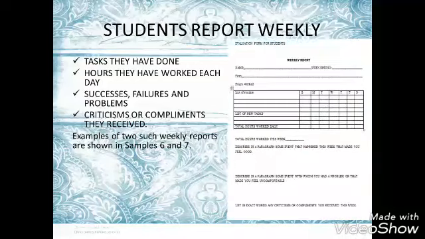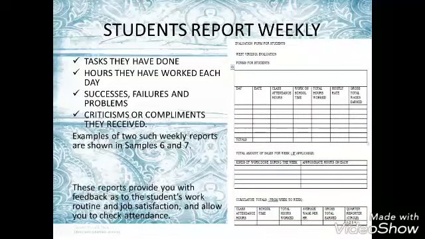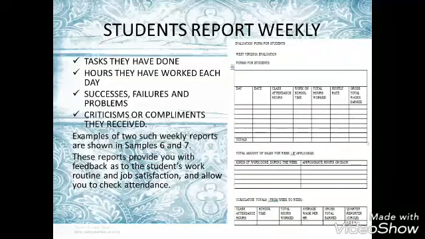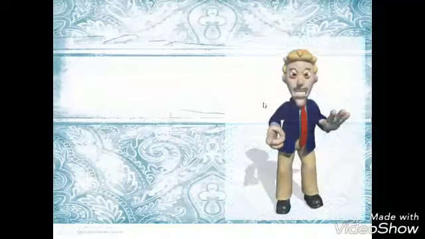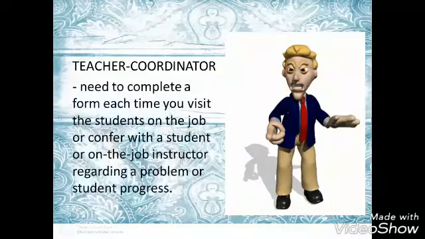These reports provide you with feedback as to the student's work routine and job satisfaction and allow you to check attendance. You, as a teacher coordinator, need to complete a form each time you visit the students on the job or confer with a student or on-the-job instructor regarding a problem or student progress. At least one visit or conference a month per student should be planned. You may use a general form such as Samples 1 and 2 to document most of your calls. However, at least once during each grading period, you should use a more detailed form such as Sample 3 to ensure that you observe and evaluate key items.